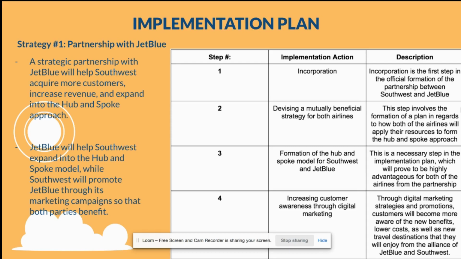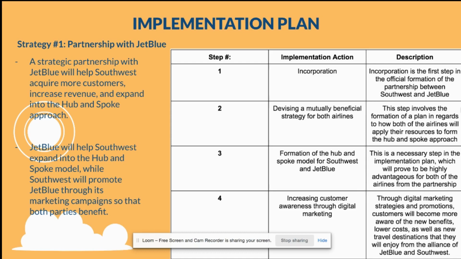Step number 1 is incorporation. Incorporation is the first step in the official formation of the partnership between Southwest and JetBlue. Step number 2 is devising a mutually beneficial strategy for both of the airlines. This step involves the formation of a plan in regards to how both of the airlines will apply their resources to form the hub and spoke approach.